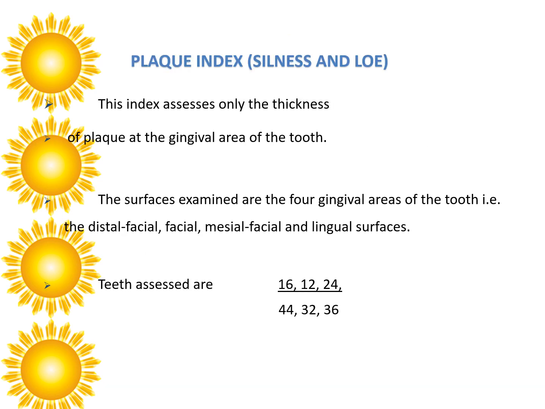And moving on to plaque index, which is given by Silness and Loe, is very important. They may ask you in exams. This index assesses only the thickness of the plaque at the gingival area of the tooth. The surfaces examined are the 4 gingival areas of the tooth, that is the distofacial, facial, mesiofacial, and lingual. And the teeth assessed are 16, 12, 24, 36, 32, and 44.